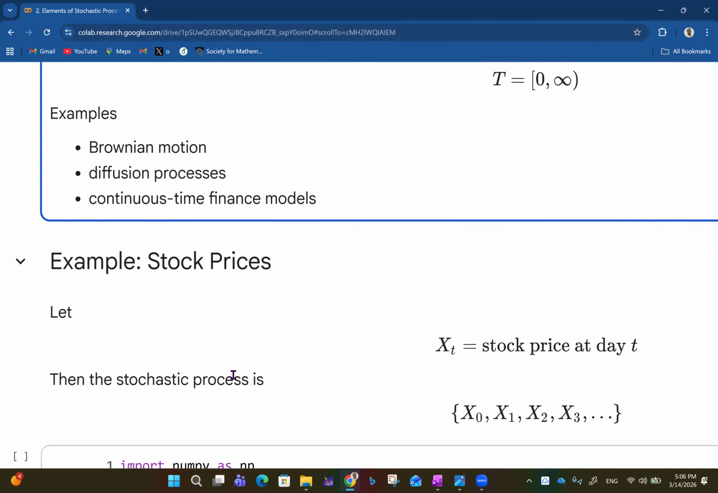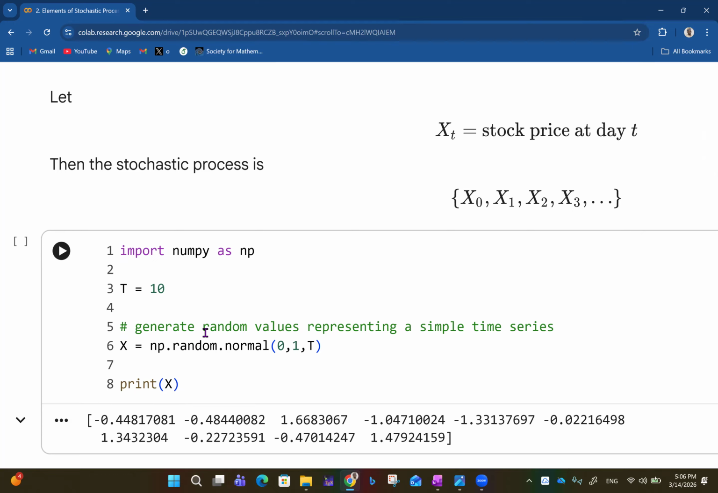Then after day 1, day 2, day 3, and so on and so forth. That's for stock prices, and we can model that here. So if you take t to be 10, maybe you're looking at 10 days, you want to generate random values representing a simple time series. So you have x now because you have that randomness. So random is the key thing here, and it is normally distributed.